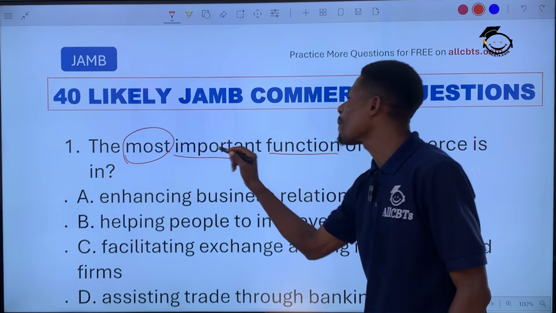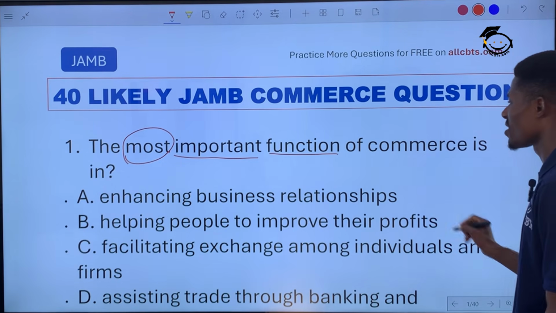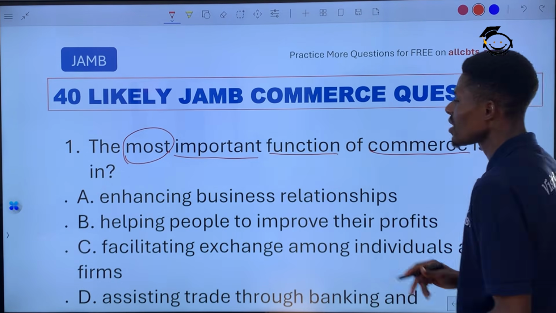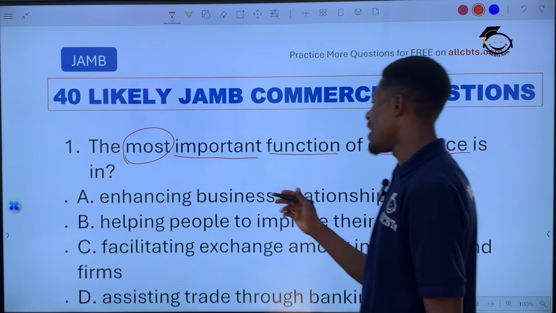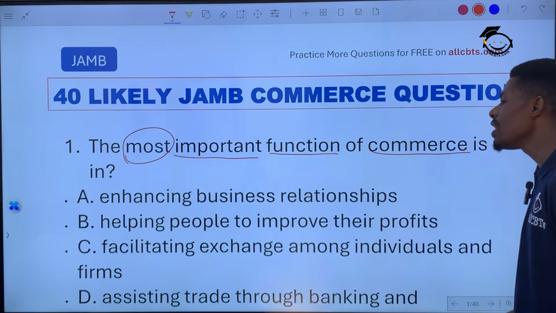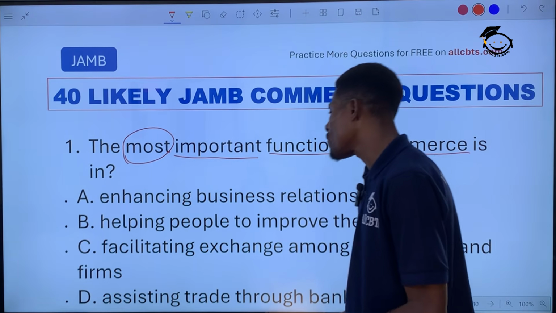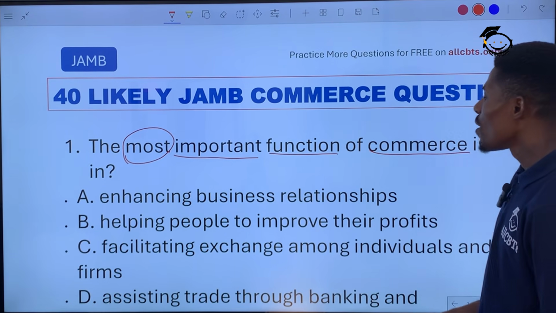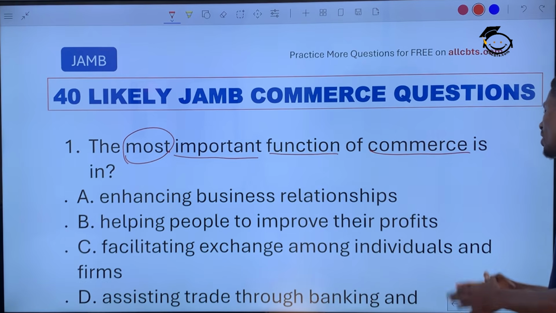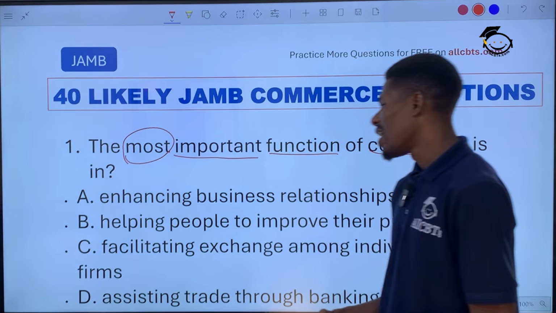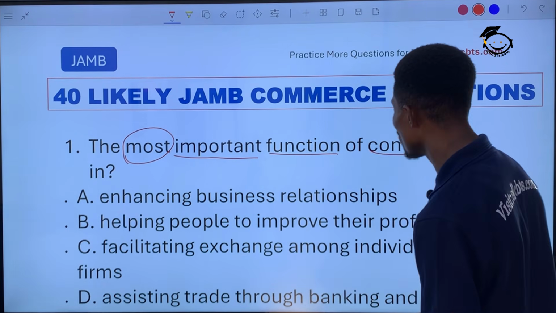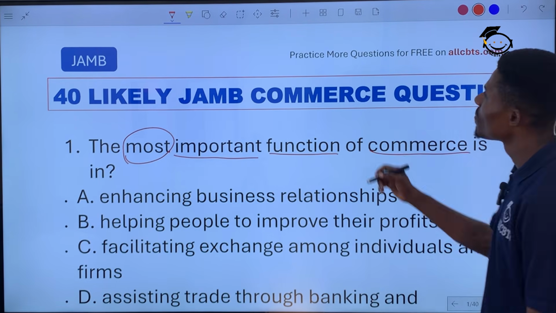So the most important function of commerce is in what? A, enhancing business relationships. B, helping people to improve their profits. C, facilitating exchange among individuals and firms. And D, assisting trade through banking and insurance.